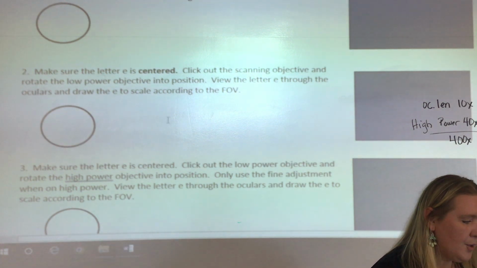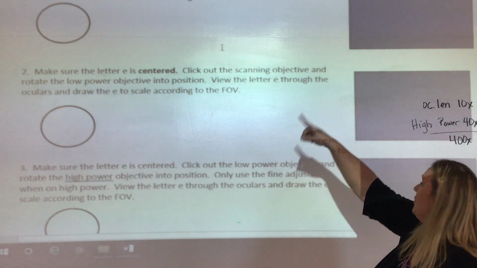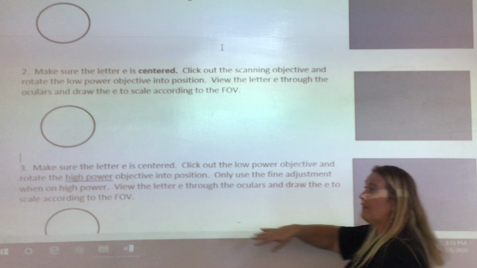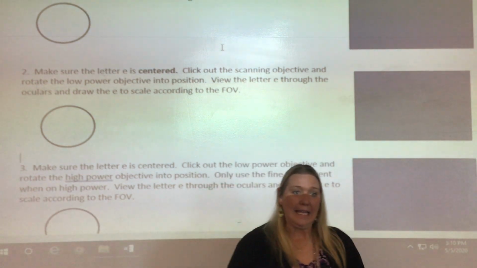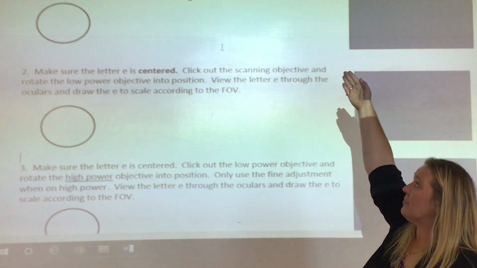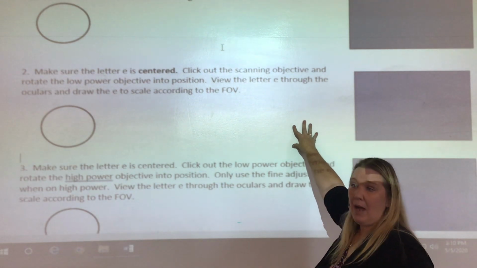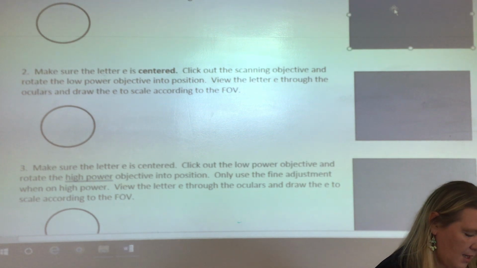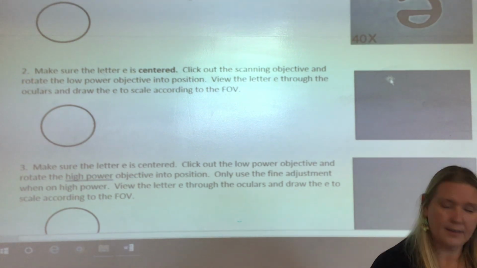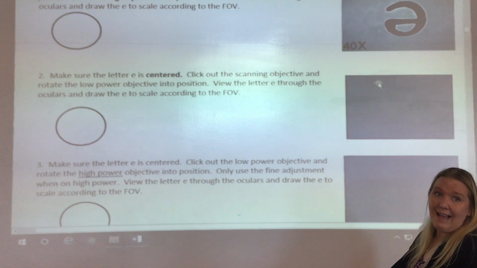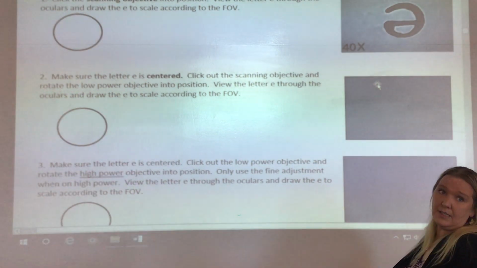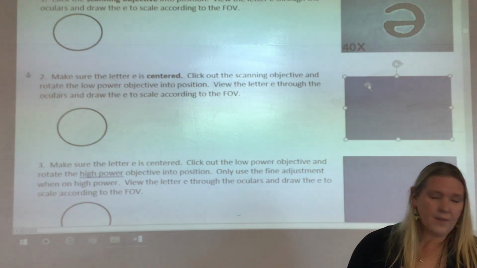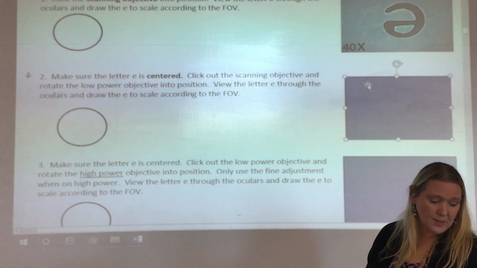All right, so on your paper, you drew, in your 3 circles, your field of view, what that E looked like on the scanning objective, on the low power, and on the high power. So it should look something like that, where there's space around it. Maybe more space than that, but some space around it for the scanning. Remember that's where you'll start.